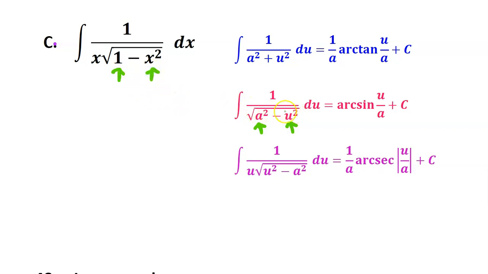So what's wrong with this? Well, the problem is that we have this extra x in the front. There's no extra u or anything in the front of this. That would have been perfect for the Arc Secant Rule, but it will not work for the Arc Sine Rule. So actually, neither one of these rules will work, and the basic u substitution won't work either. So we just don't know how to solve this one. So let's move on.